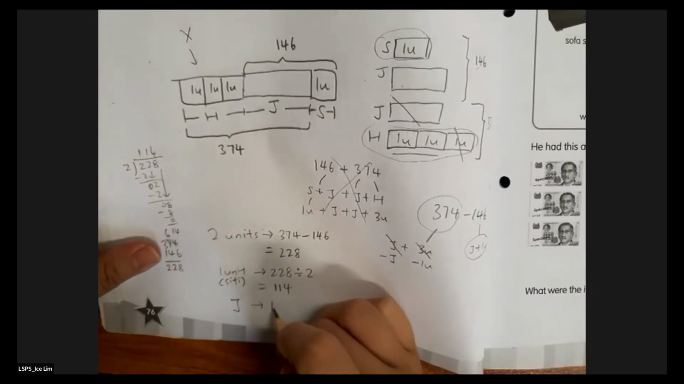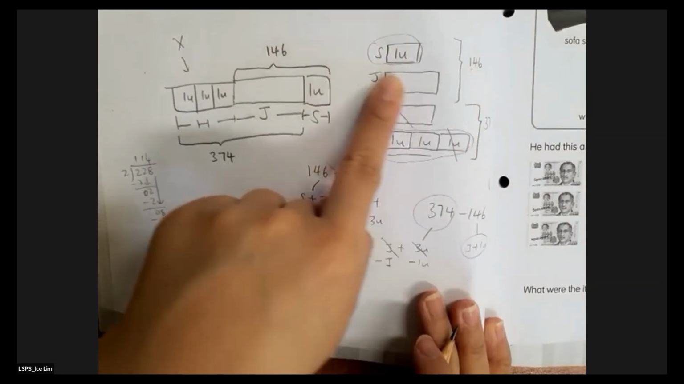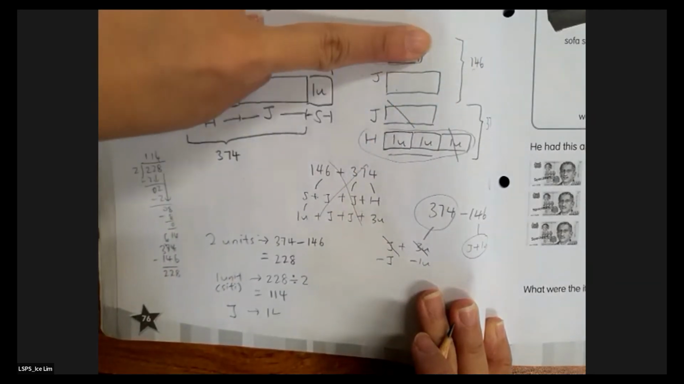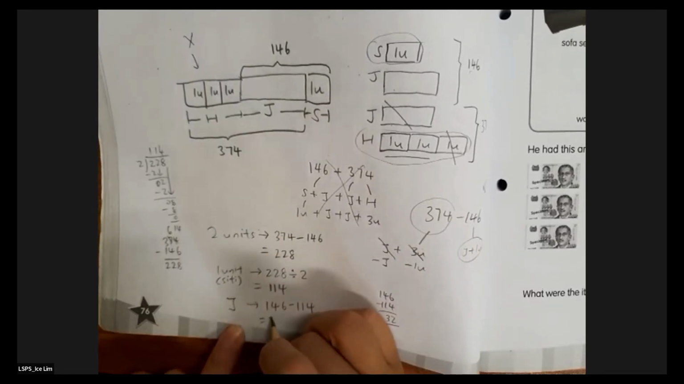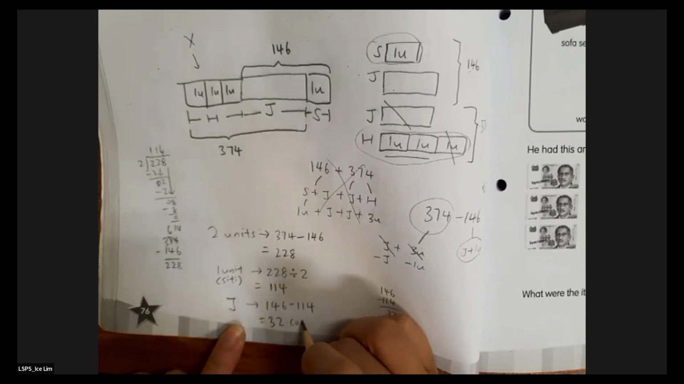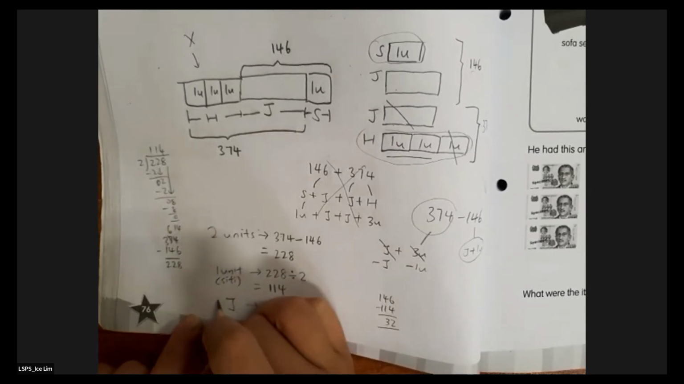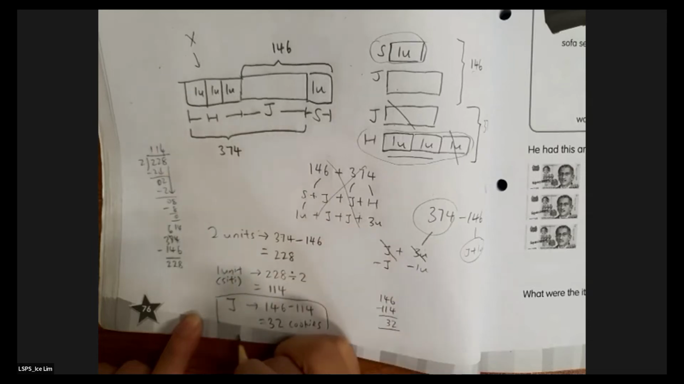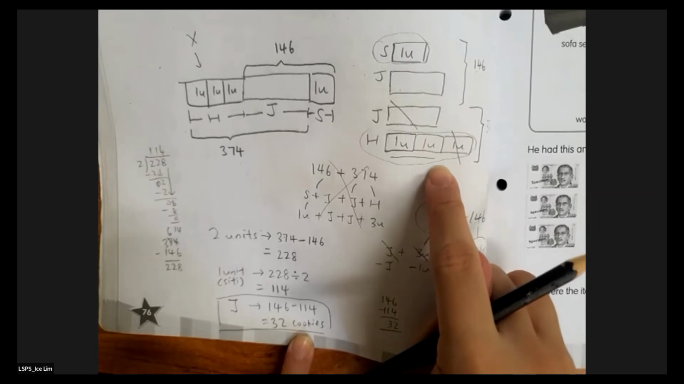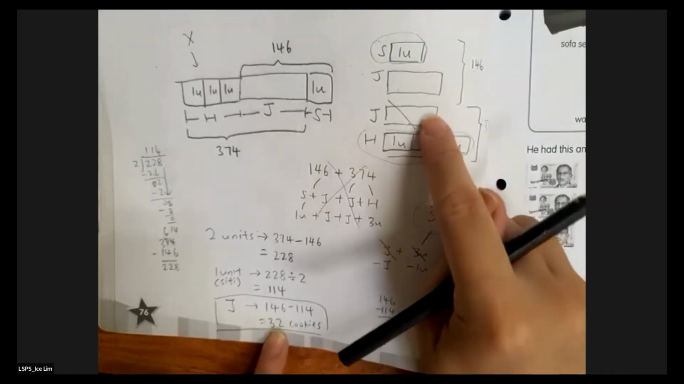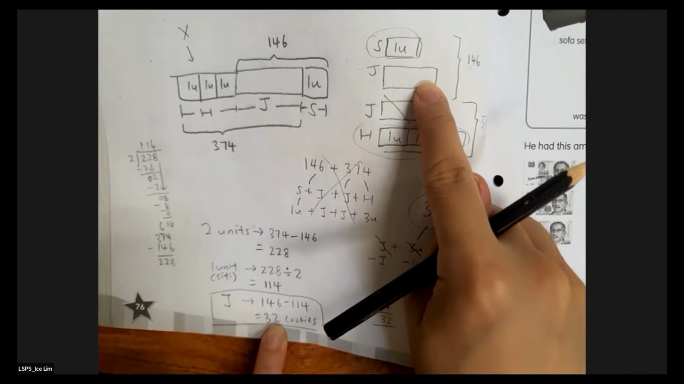Yes. Okay, so Janice will be, from this part of the model, subtract away City. So 146 subtract 114. That will give me 32 cookies. Oh, is the answer 32? Anybody got 32 as well? Yeah. Can you see the size of the model is already not very accurate, isn't it? So it turns out that Janice is actually the smaller piece.